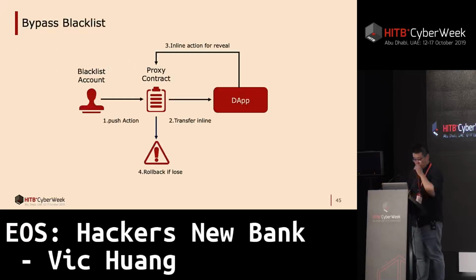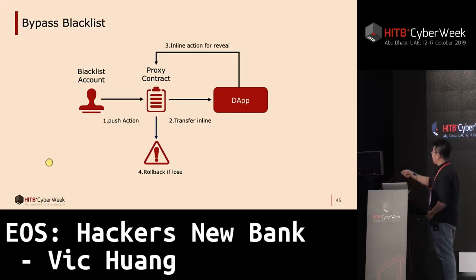But we can still bypass this kind of protection if they just put it on the blacklist. We have a blacklisted account, but we can create a proxy contract to make the transaction to the DApp. So we still bypass the blacklist, and we can do the same things. We send inline actions for the rival, and if we lose, we roll back.